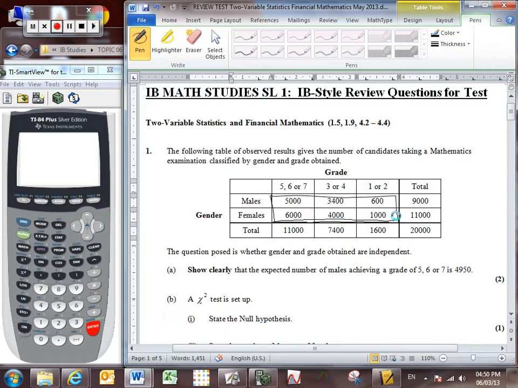So the question posed is whether they are independent. So part A, we need to show clearly the expected number of males. You remember when we see "show", you can't just use the calculator. You're not allowed to use a simple technology method. We actually have to demonstrate a calculation by substituting into a formula. And we know that expected number can be found by taking the sum of the row times the sum of the column divided by what I call the supersum.